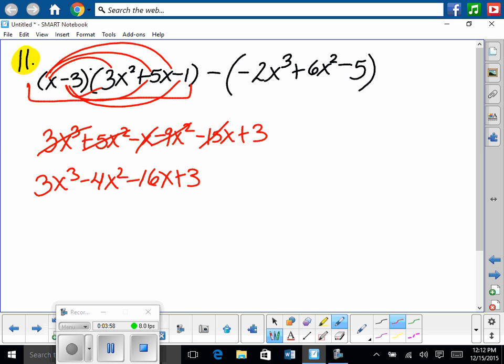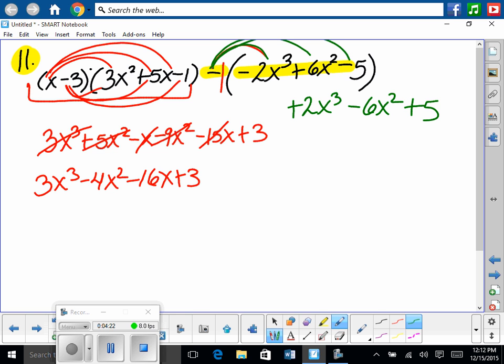And now we've got to be careful because we're subtracting all this stuff. So remember with subtraction, you've actually got to rewrite that negative 1 and distribute that through. I'm going to change colors here. Negative 1 times negative 2x cubed is positive 2x cubed. Negative 1 times positive 6x squared is negative 6x squared. And then negative 1 times negative 5 is positive 5. Because we've distributed that negative through, we can then drop those straight down. So we have plus 2x cubed minus 6x squared plus 5.